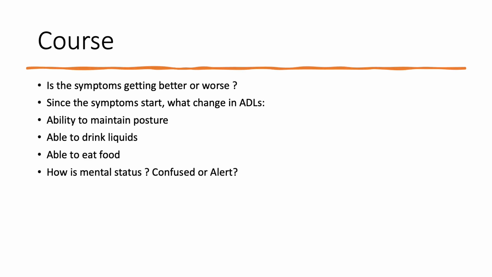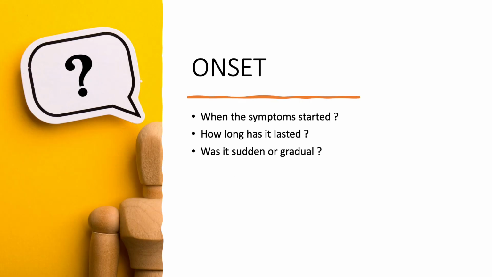The next thing is about course. Are the symptoms getting better since the afternoon, or just getting worse? Or just getting a little bit better and then got worse since the symptoms started? It is very important to talk about change of ADLs. Is this patient able to maintain posture, able to drink, able to eat? And how is the mental status of the patient, alert or confused? That's a critical decision, because if you have symptoms that are changing the patient's ADLs, that means it's a very serious problem. And that's going to be a good clinical judgment. What should we do next?